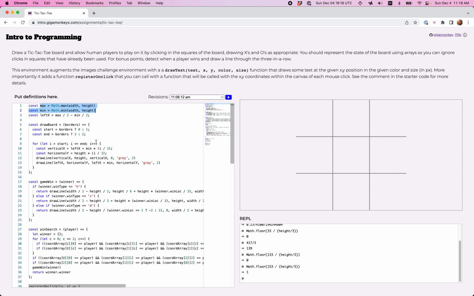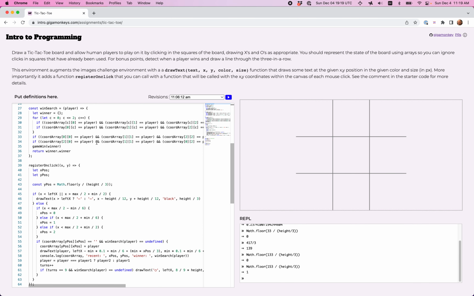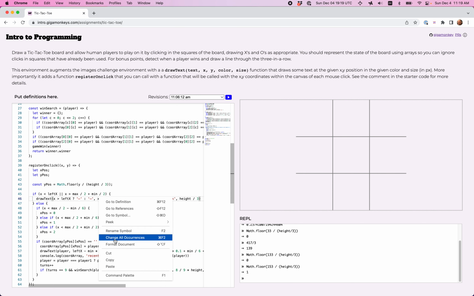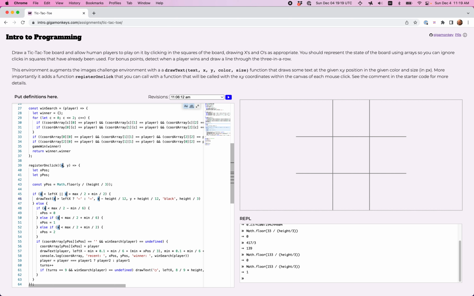So we could, just for grins, I don't know how often this expression is used. A couple times. All right, so I'm going to copy that. I'm going to change all occurrences. Oops. Got to keep it selected. I'm going to copy that. I'm going to change all occurrences, call that right x.